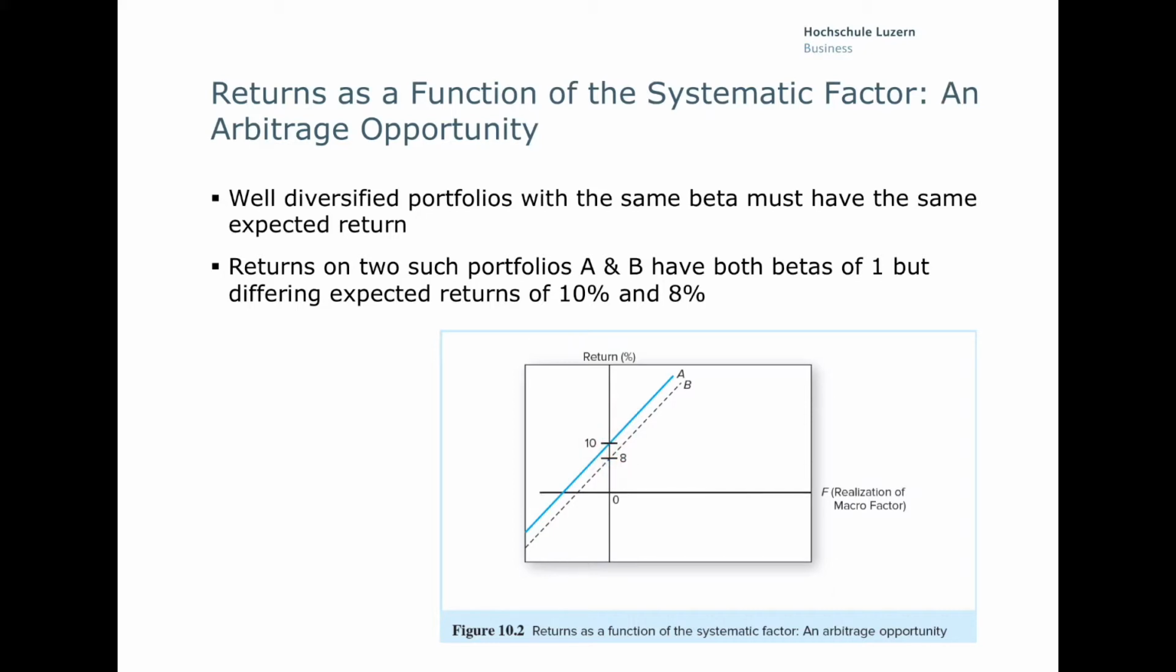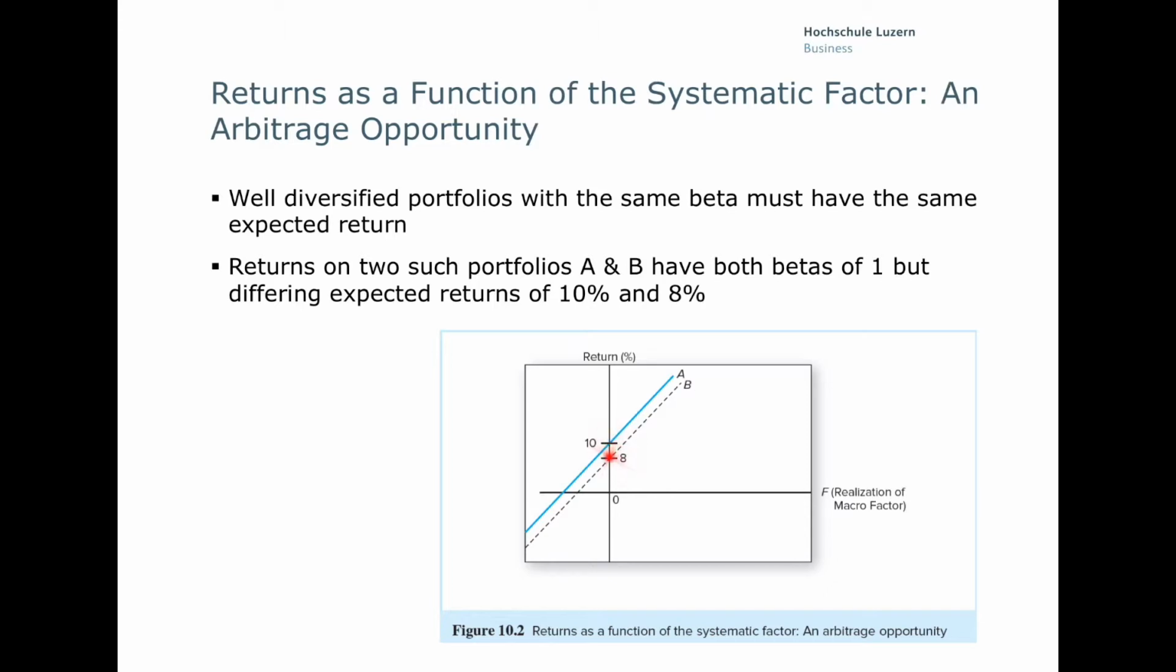Could portfolios A and B coexist with the return pattern depicted? Clearly not. No matter what the systematic factor turns out to be, portfolio A outperforms portfolio B, leading to an arbitrage opportunity. The outperformance is 2%.